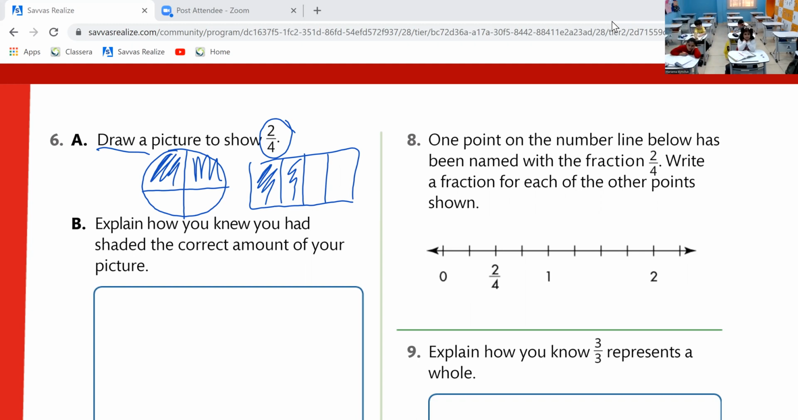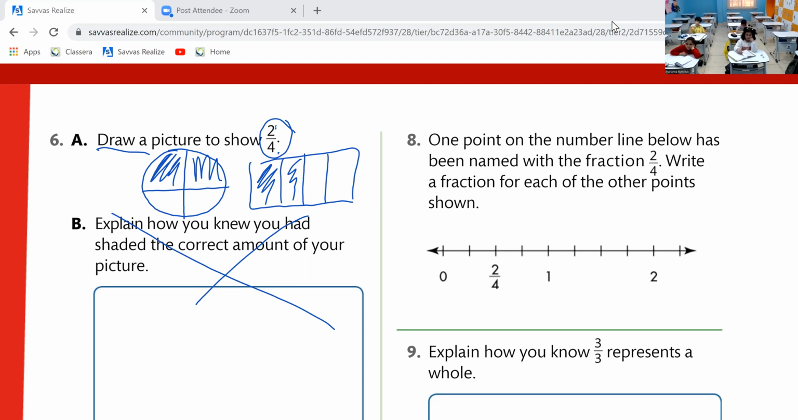So this number tells you how many you divide. This number tells you how many you shade. Is it clear? Okay, for you it's clear, Mohammed? I'm not sure about you at all. So explain. Ready with this?